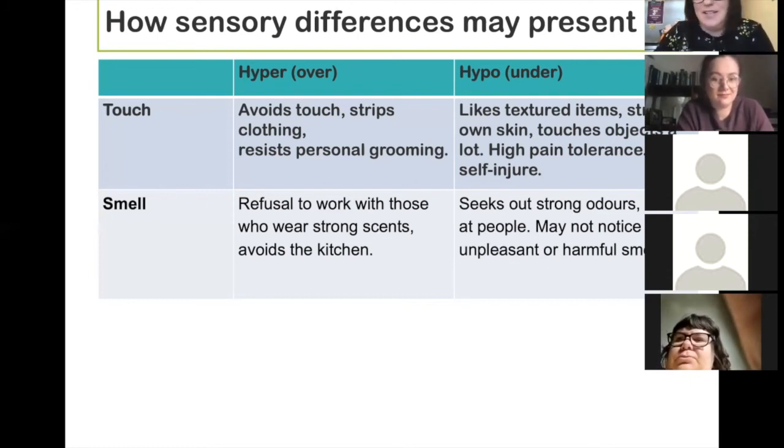And undersensitive, there was one guy I worked with who loved his, not antiperspirant, what's it called that men wear, aftershave. That was it.